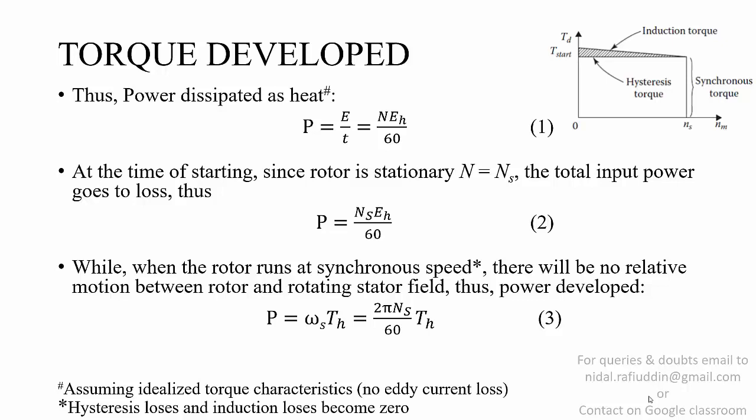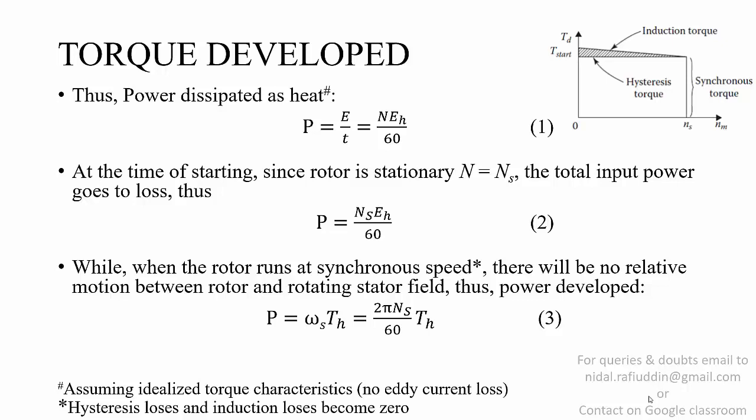Now at the time of starting, since the rotor is stationary, N will be equal to Ns, the synchronous speed, because the relative motion between the rotor and the stator rotating field will be Ns. The total input power goes to loss. The power that is being supplied to the motor will go to loss, since you don't have any mechanical output coming from the motor, and thus all the power being supplied will be lost in the form of hysteresis losses, assuming eddy current losses to be 0. So in this case, from the previous expression, this power can be written as Ns multiplied by EH, since N becomes Ns, divided by 60.